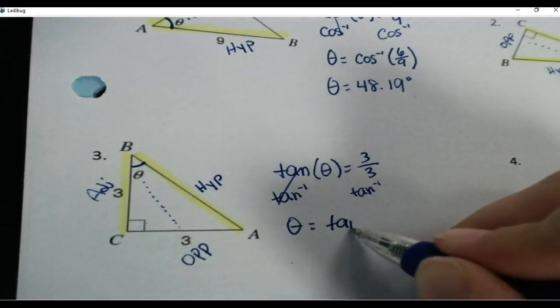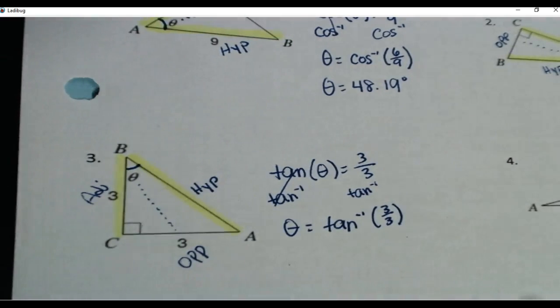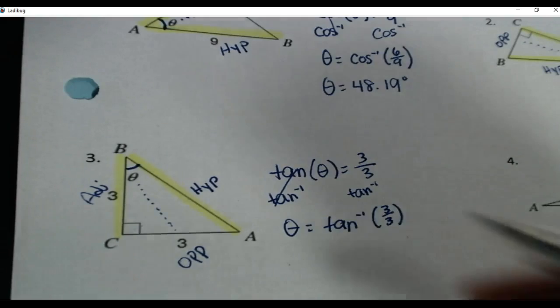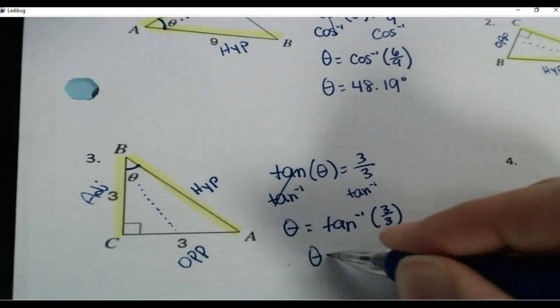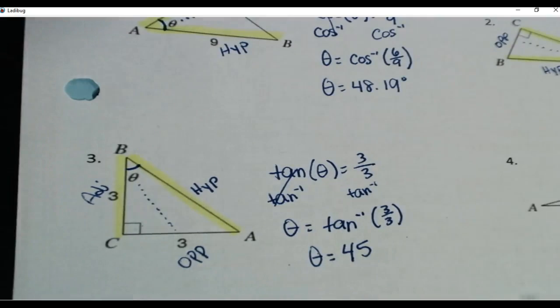So we get tan -1, 3 over 3. And what do you get when you type that in? 45. Gotcha. How else could I have known that angle was going to be 45?